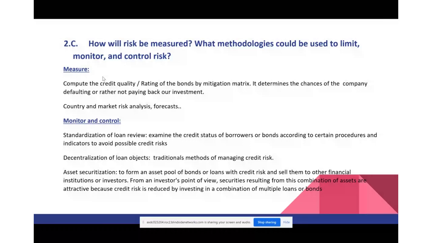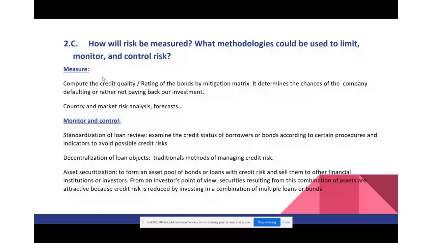And then, what methodologies could be used to limit, monitor, and control the risk? We can do some standardization of loan review to examine the credit status of borrowers or bonds according to certain procedures and indicators to avoid possible credit risk. We can also go for decentralization of loan objects, which is a traditional method of managing credit risk.